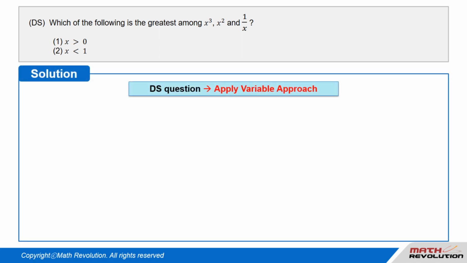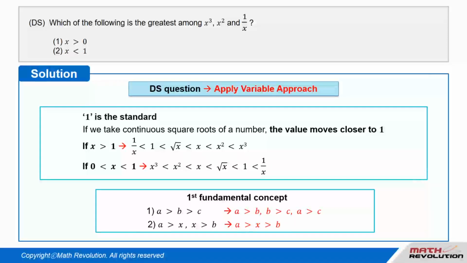Solution. Let us solve this DS question using the variable approach. The first fundamental concept in inequality: if A is greater than B, which is greater than C, then A is greater than B, B is greater than C, and A is greater than C. Also, if A is greater than X and X is greater than B, then A is greater than X, which is greater than B.